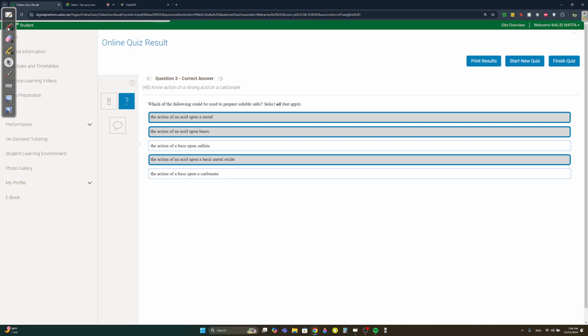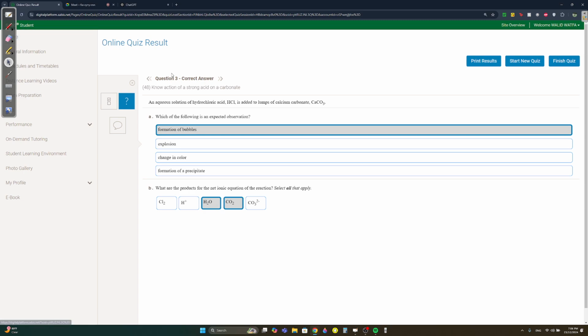Question 3. An aqueous solution of HCl is added to lumps of calcium carbonate. What is an expected observation? Obviously, when you add a metal carbonate to an acid, you get carbon dioxide gas plus water, aside from the salt that forms. Since you're getting carbon dioxide gas, what's going to happen? Bubbles. None of these. Okay, what are the products for the net ionic?